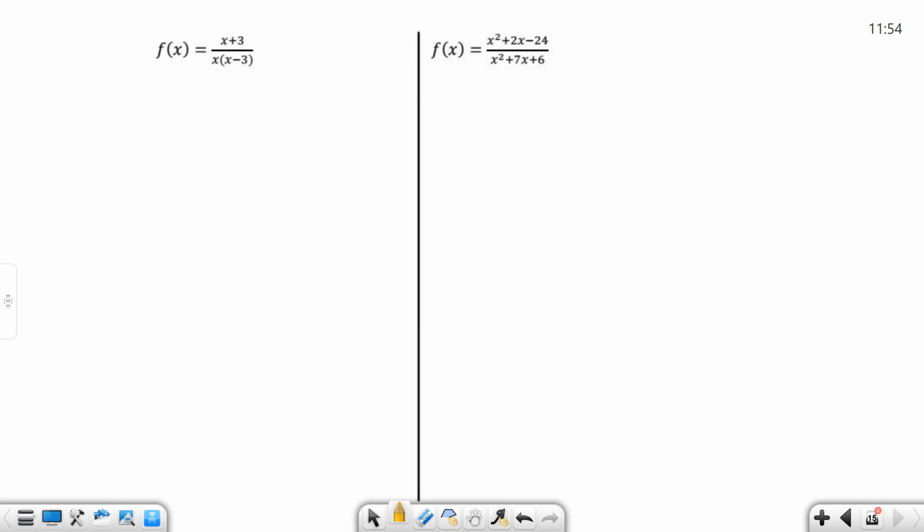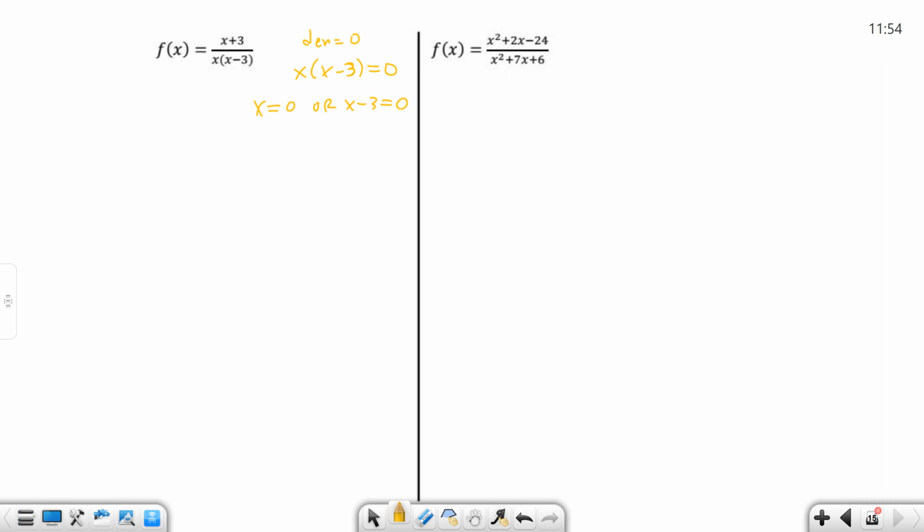So right here, again, looking for vertical asymptotes and holes. I want to know where the denominator equals 0. So x times x minus 3 equals 0. This is already factored. That's nice. So then I just take each one.